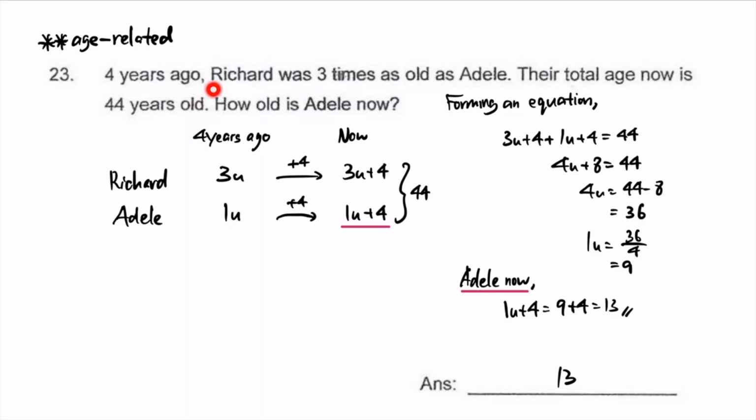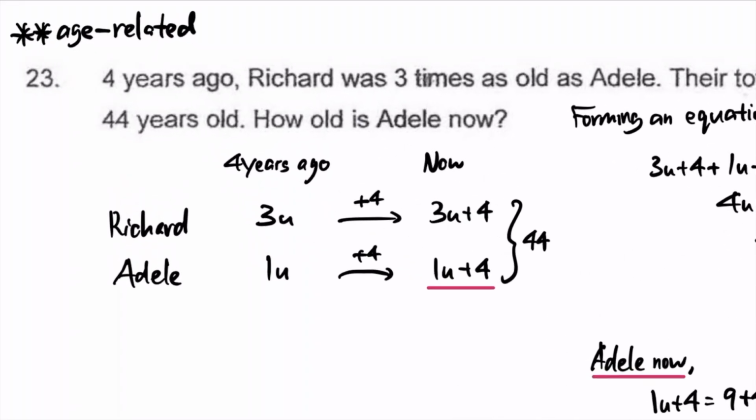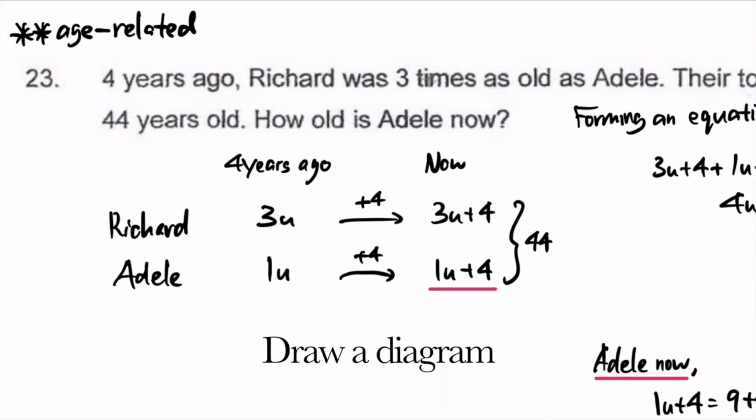Age-related question. 4 years ago, Richard was 3 times as old as Adele. Now the total is 44. Okay, so let's draw a diagram, shall we? So Richard, Adele. 4 years ago, Richard was 3 units, 3 times of Adele, 1 unit. Now, the ages now will be plus 4.